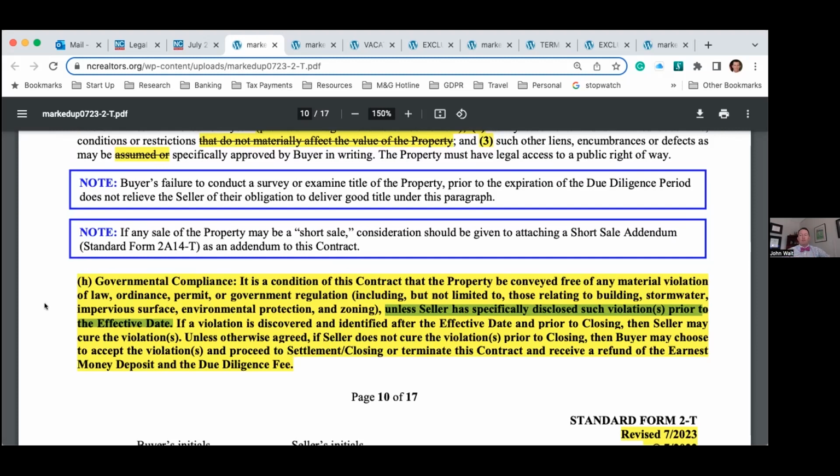So let's say buyer goes under contract. So the buyer discovers this screen porch that's been turned into what looks like finished space, hasn't been permitted. Seller doesn't disclose it. What now?